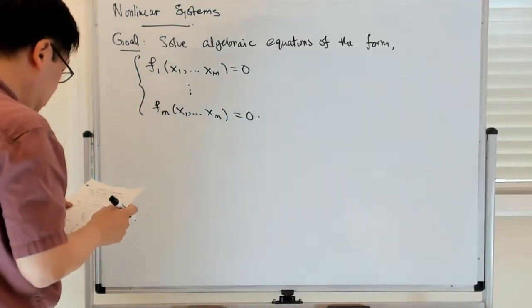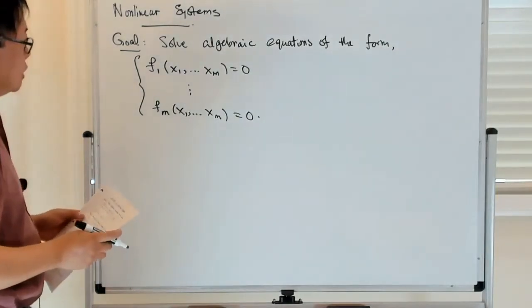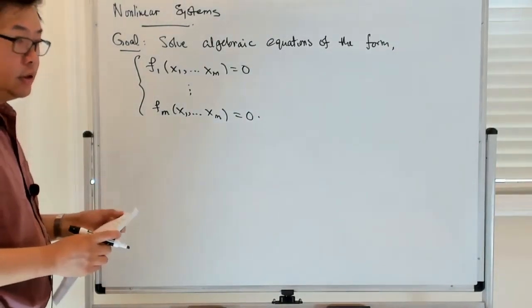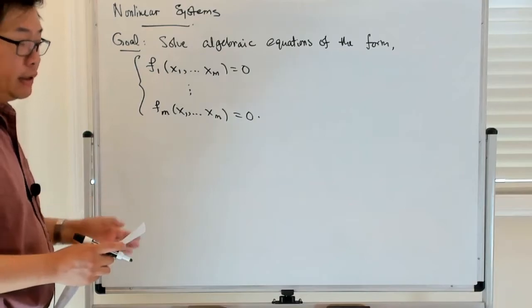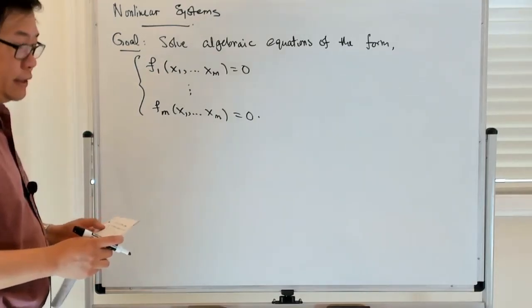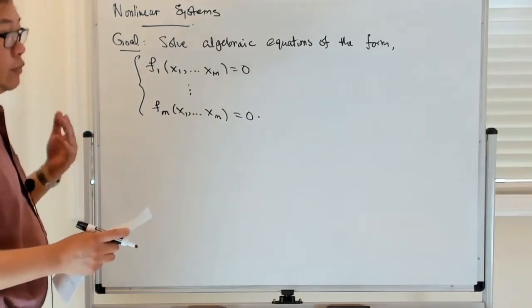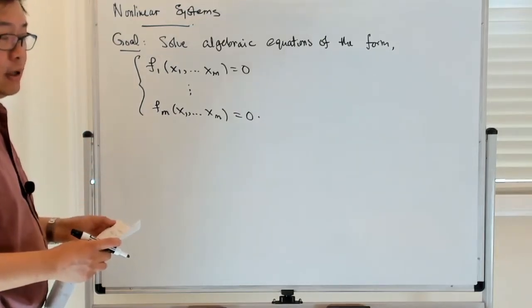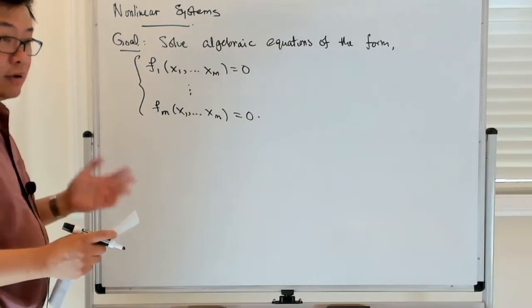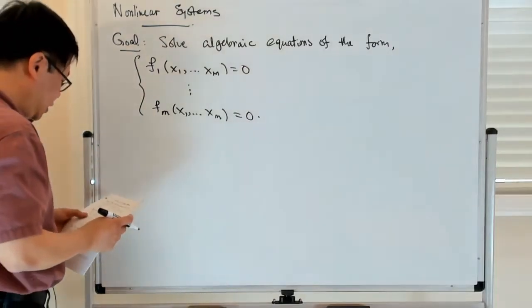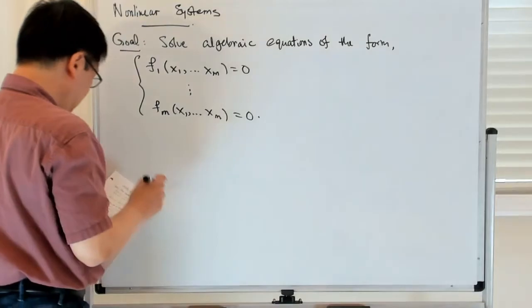If you recall, when we first talked about root finding for a nonlinear equation, we introduced this idea of the Newton method. In particular, we derived the Newton method by considering a Taylor approximation of the function at the initial point. So we're going to try to do something analogous.